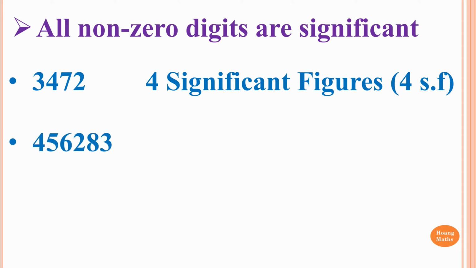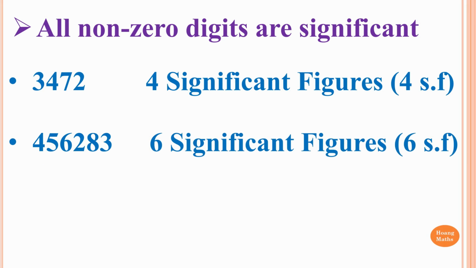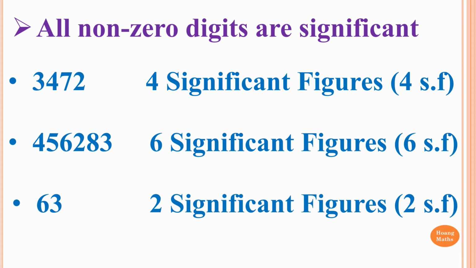This one here, because they're all non-zero digits, they're all significant. So we have 1, 2, 3, 4, 5, 6. Therefore, we have 6 significant figures. 63.2, right? So we have 1 here and 2. They both are non-zero digits, which is 3 significant figures. So rule number 1, quite simple.